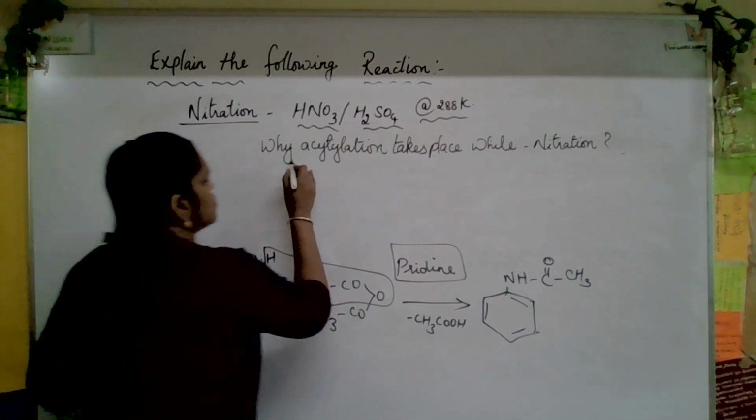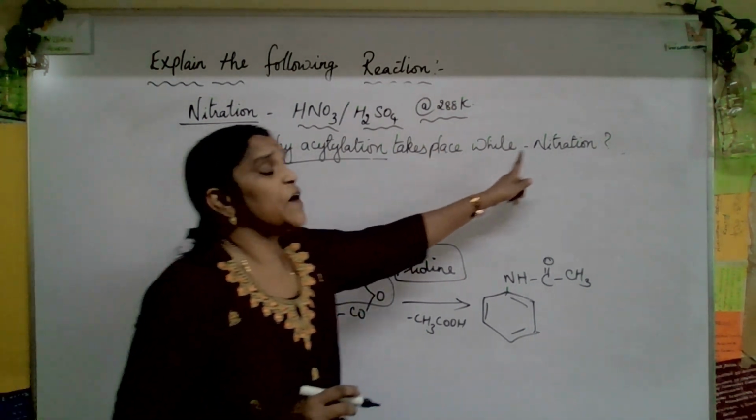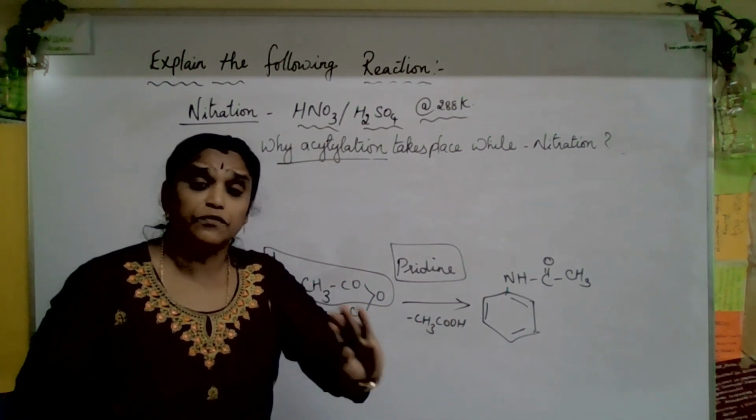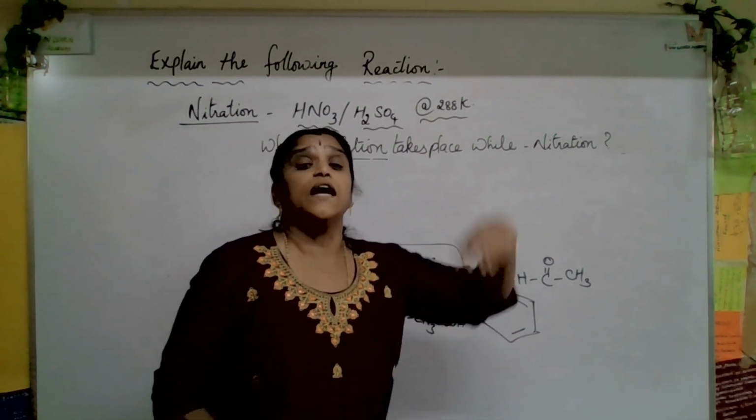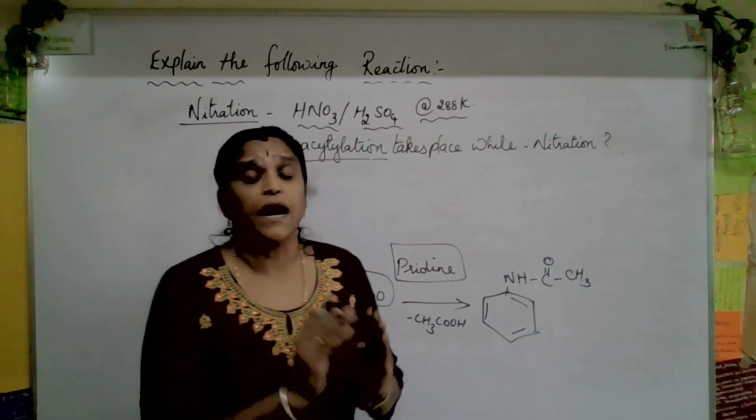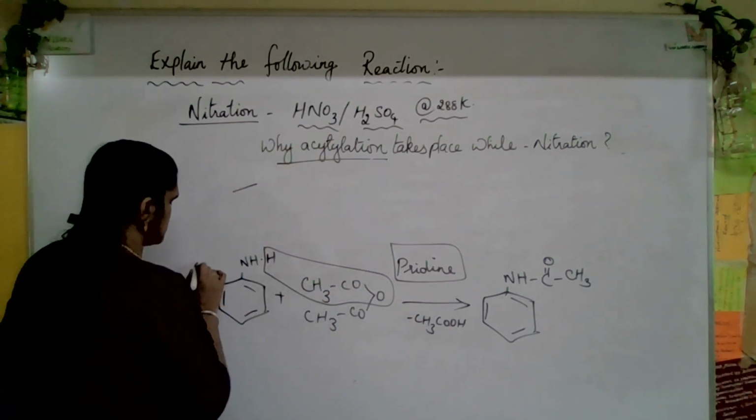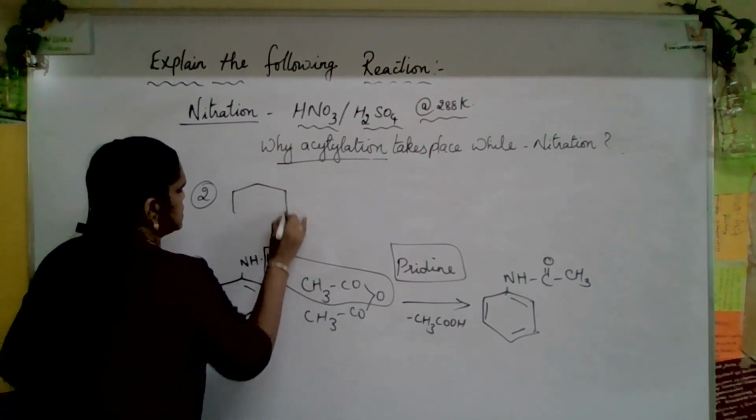Now that is what they mentioned: why does acetylation take place before nitration? Nitration means first and foremost it has to go through acetylation as the first step, and only then will it go for nitration. Why? To protect the amino group. That is the reason. This is the first step. Now let us go for the second step. This is acetanilide.